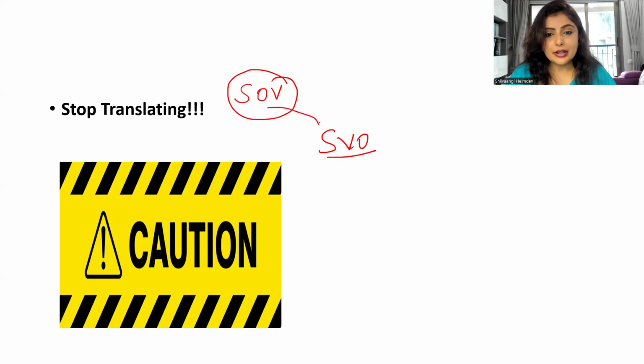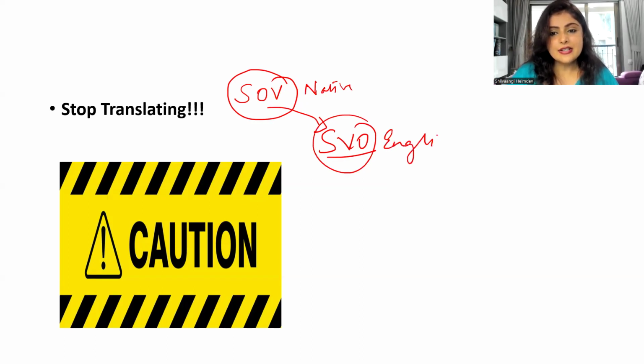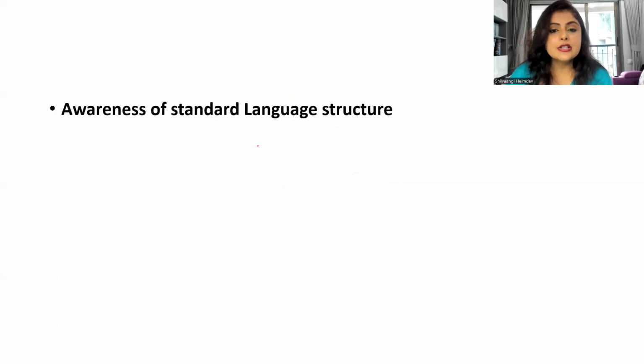Now, if you tend to translate from your native language to English, the sentence structure is certainly going to be faulty. Somewhere you realize that something is going wrong while talking, and that's where you hesitate. So the first thing is that you have to stop translating from your native language to English, and instead start getting familiar with the standard language structure of English.